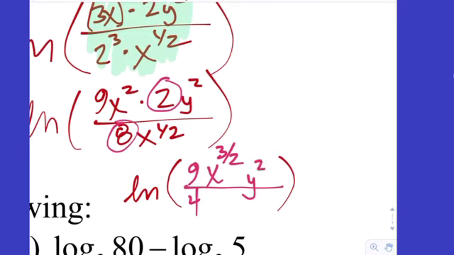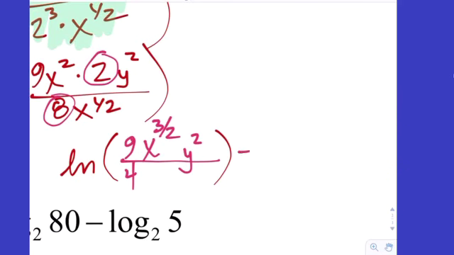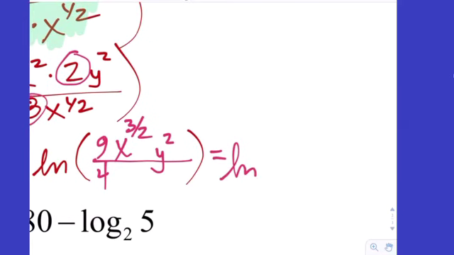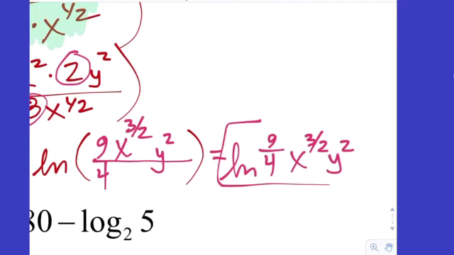And we're just left with y squared. There's no y's to simplify it with. So there's your answer: natural log of 9x to the 3 halves y squared. You could write that a little bit prettier now, if you wanted to, as 9/4 x to the 3 halves y squared. Because the only thing in the denominator was a number, you could actually write 9/4 as the coefficient.